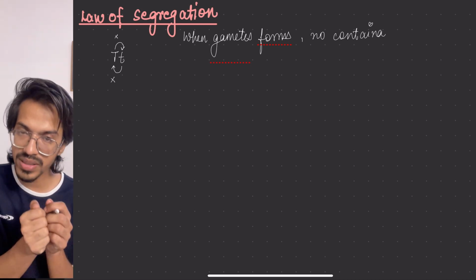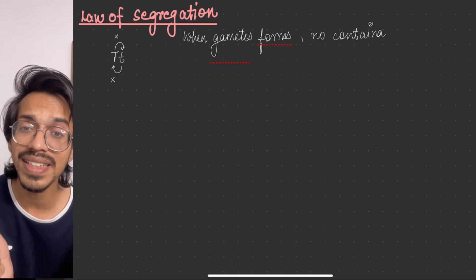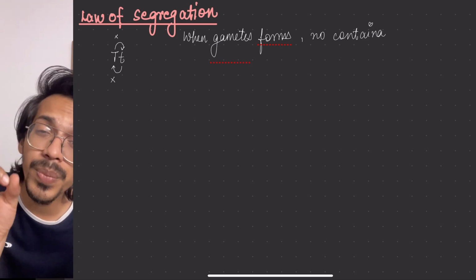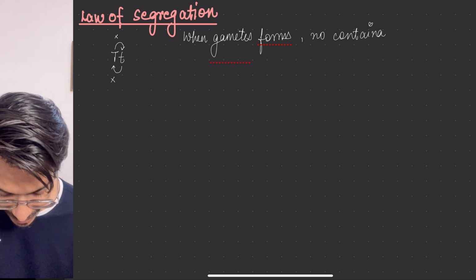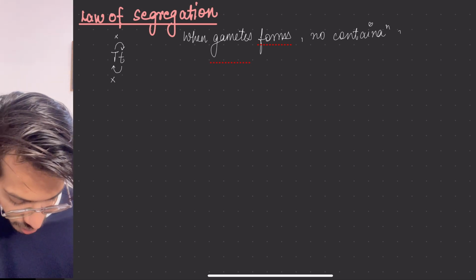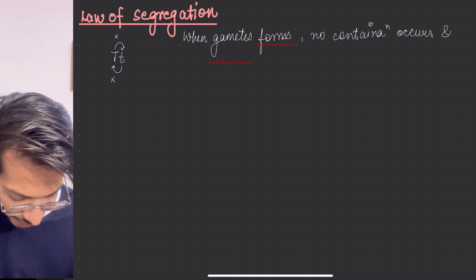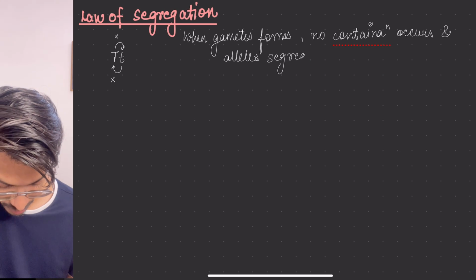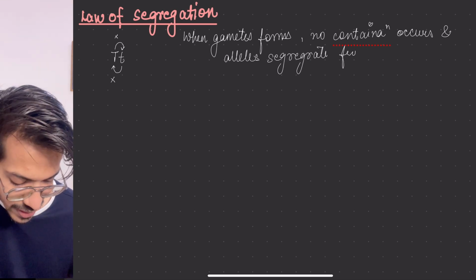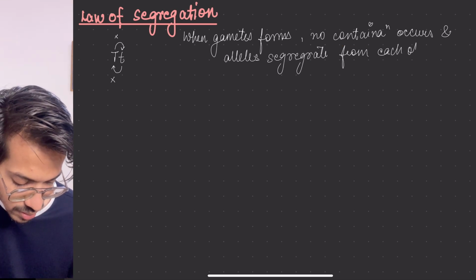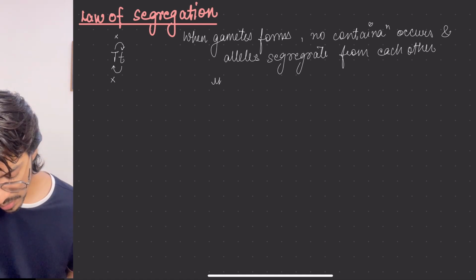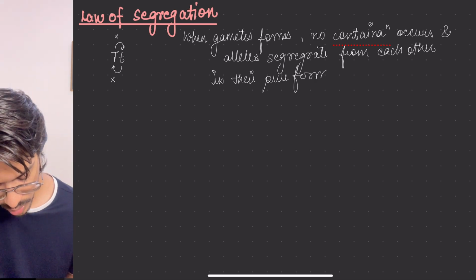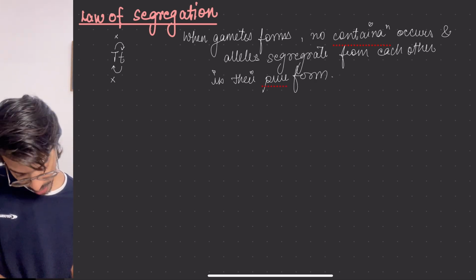So when they segregate out, they will segregate these alleles. These alleles are what? The contrasting characters. These alleles would be in their pure form. So when the gamete forms, no contamination occurs and alleles segregate from each other in their pure form. So remember this fact, remember this way of remembering it.